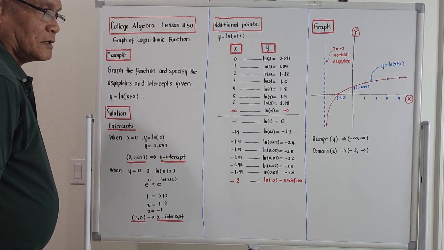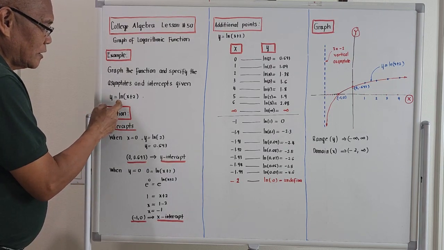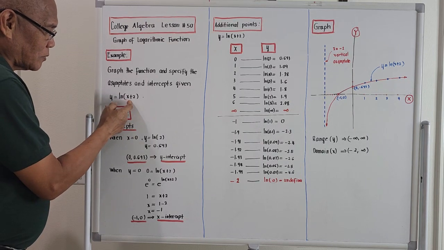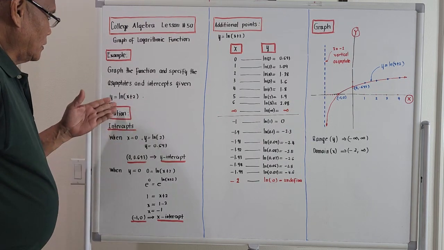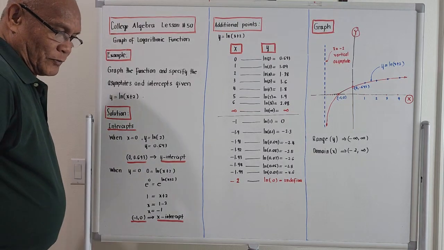We are given the logarithmic function y equal to the natural logarithm of quantity x plus 2. Y equal to the natural logarithm of x plus 2.